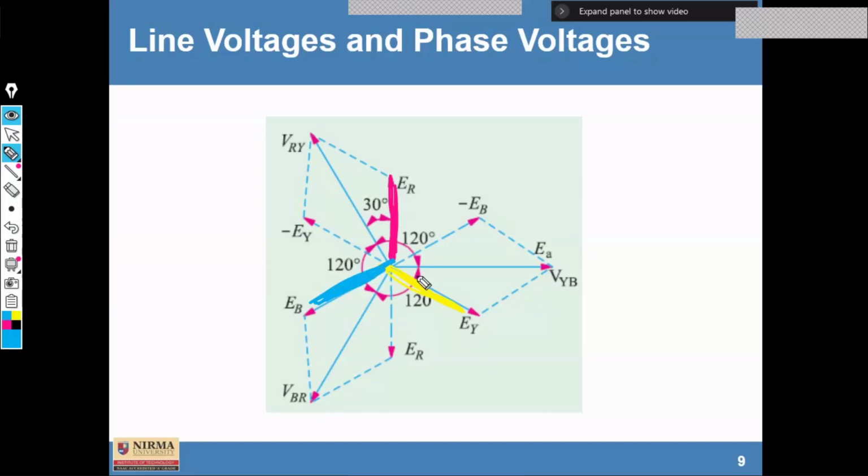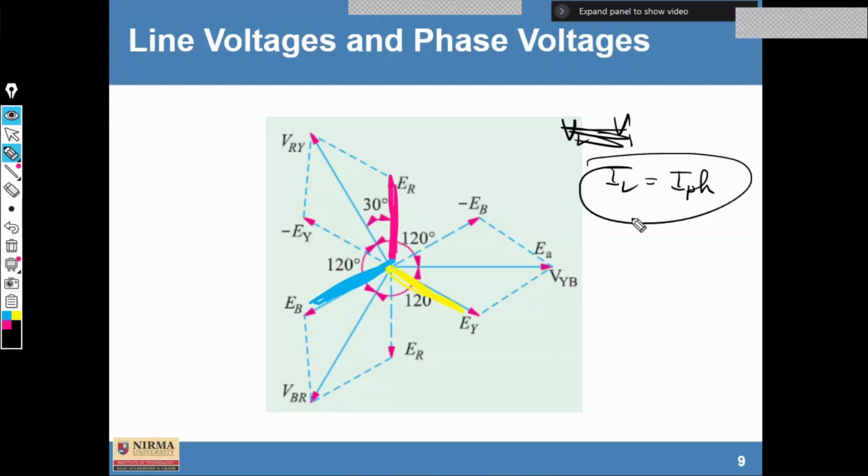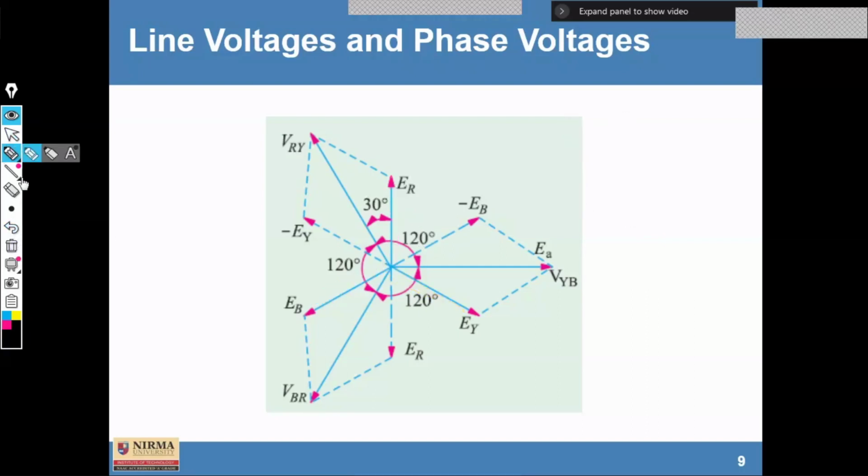Similarly, we know that for line voltage and line current, VL is equal to root 3 VPH, I mean, IL is equal to IPH. We are not going to consider the current right now in this vector diagram, but we can have three different voltages. Which voltage? Phase voltage.